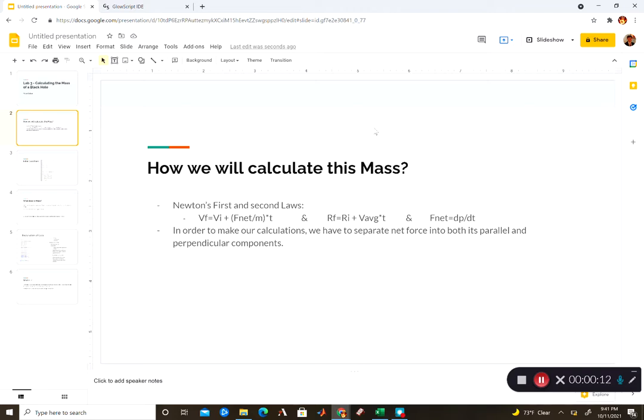Final velocity equals initial velocity plus F net over m times change in time, and position final equals initial position plus the product of average velocity and time. And also, net force is equal to the derivative, the change in momentum over the change in time. So in order to make our calculations, we have to separate net force into both its parallel and perpendicular components as it orbits around the black hole.